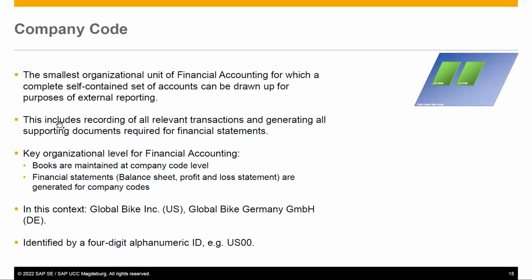So we have two company codes. One is Global Bike Incorporation US, and the other one is Global Bike Germany. The US company we call US00, and for the German company we say DE00. DE stands for Germany. This is the code for Germany.